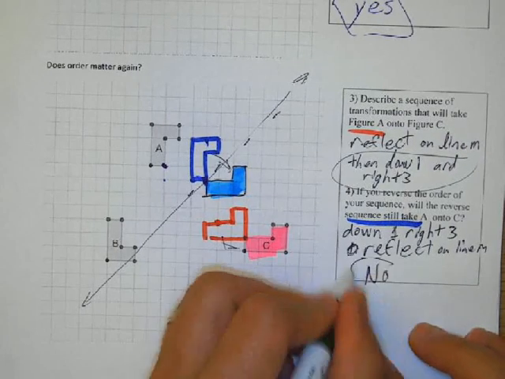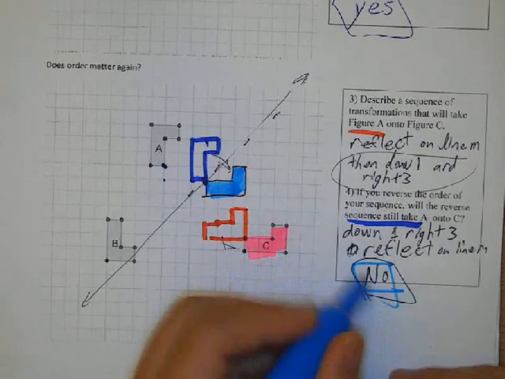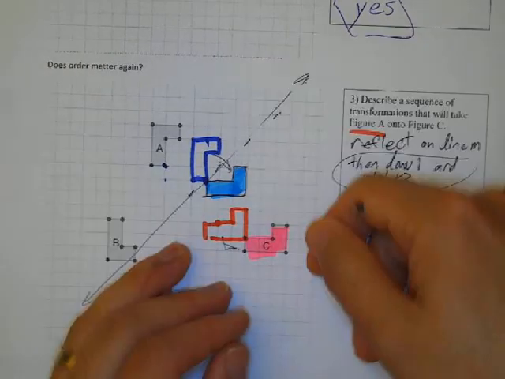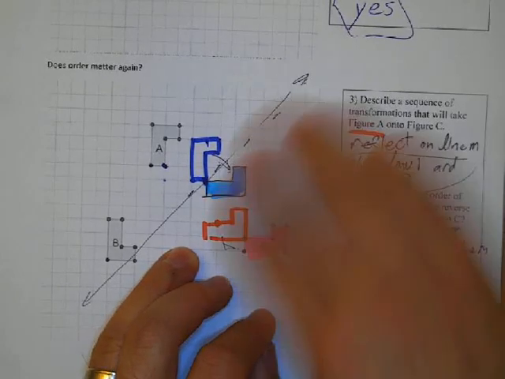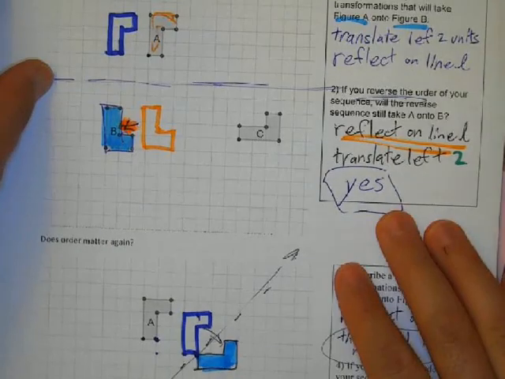You can see that the blue shape did not land on top of C. So you can't do it in reverse order sometimes when it involves reflection, but then sometimes it does work.